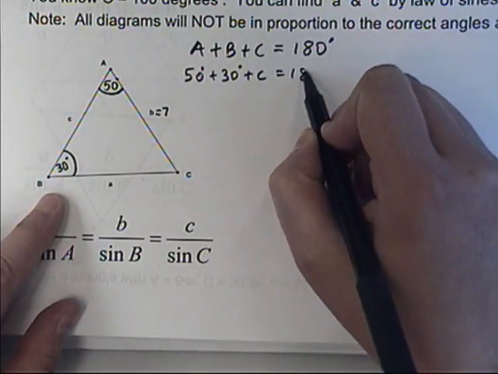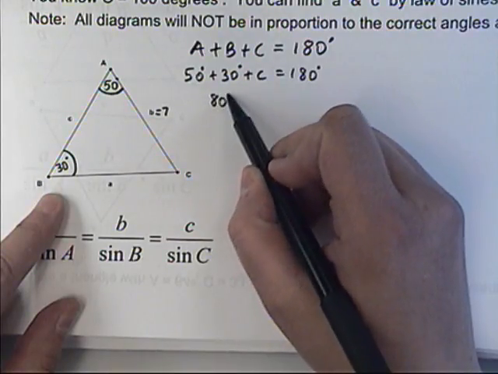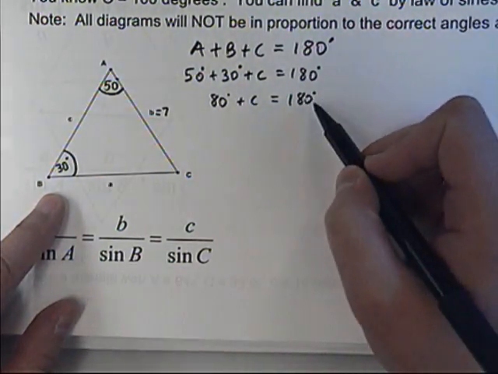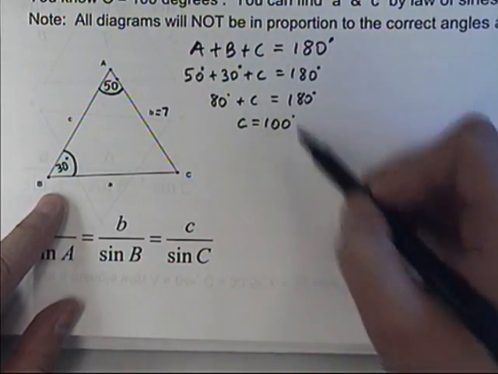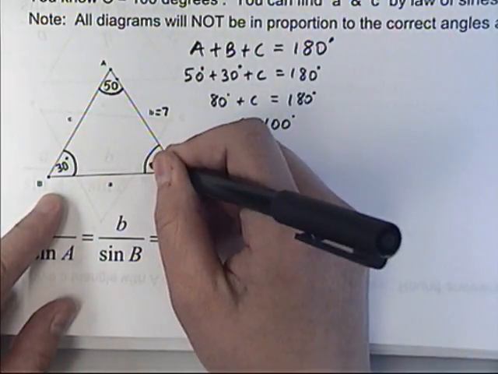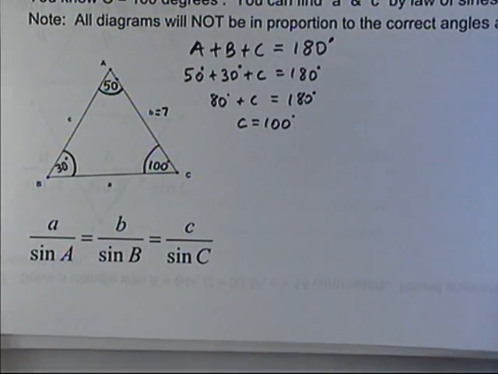by substituting those 2 in. So these 2 give you 80 degrees. If I add corner C to that, that gives me 180, so obviously corner C is 100 degrees. I like to go ahead and label each one of these back on my triangle as I get them so I know when I'm done.